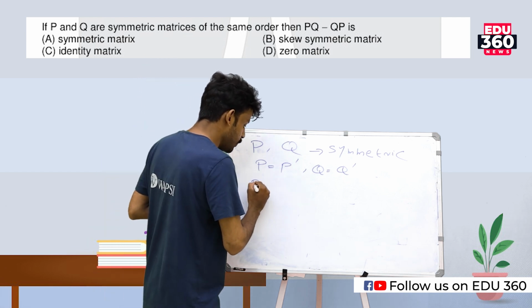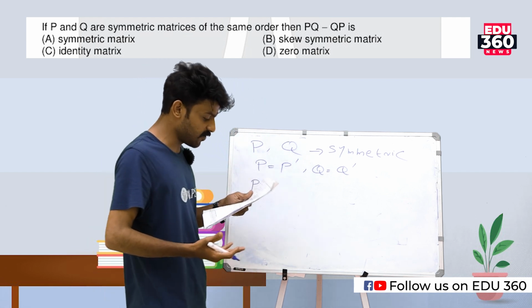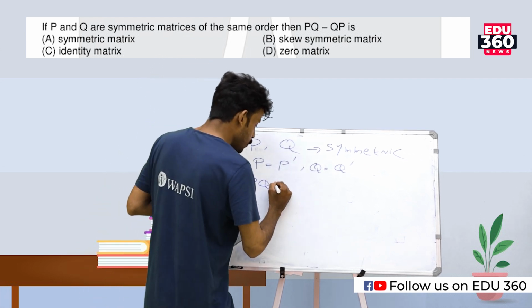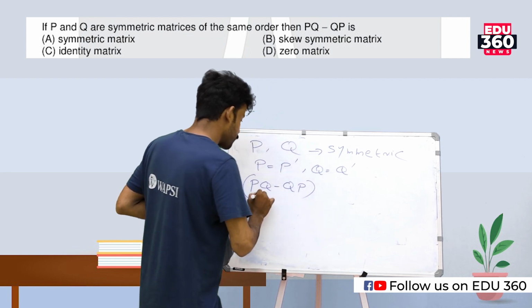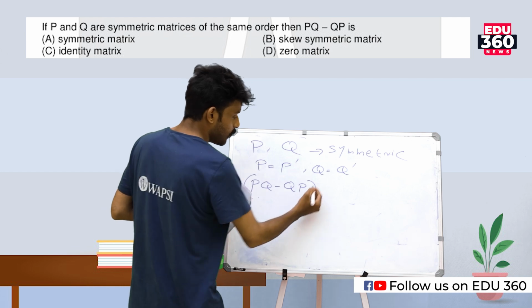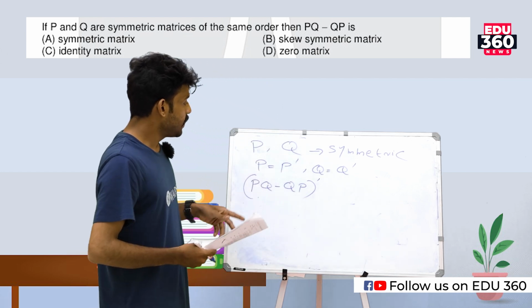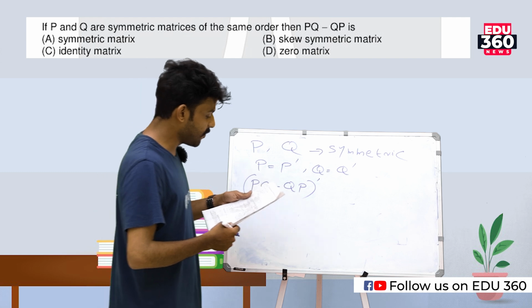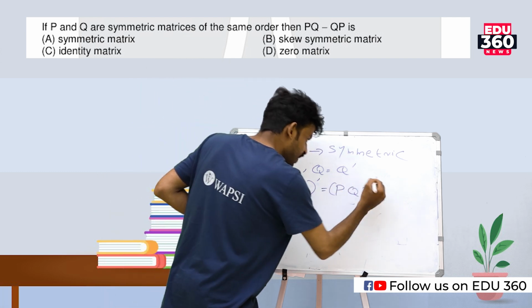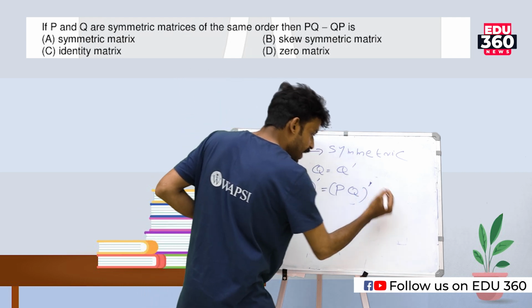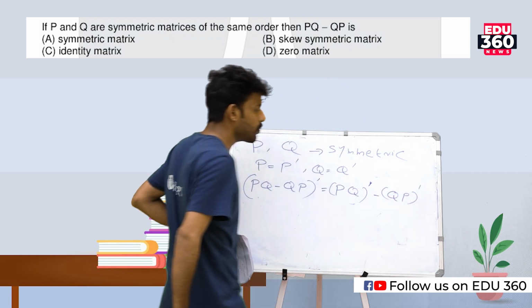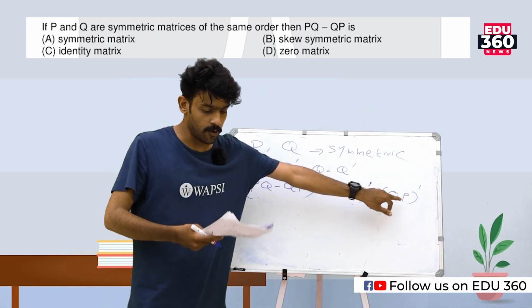We need to find whether it is a symmetric matrix, skew symmetric matrix, identity matrix or zero matrix, because there are 4 options there. So first of all we can write PQ minus QP, and take the transpose. So PQ minus QP dash will be equal to PQ dash minus QP dash.